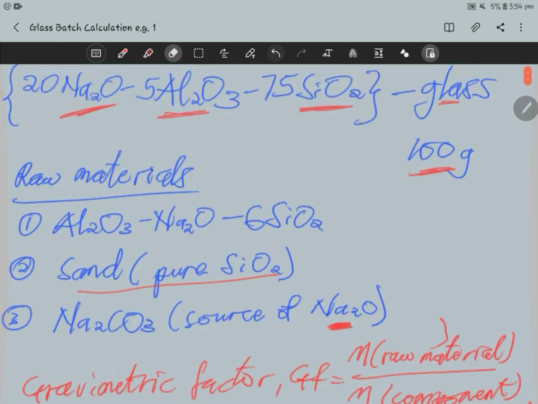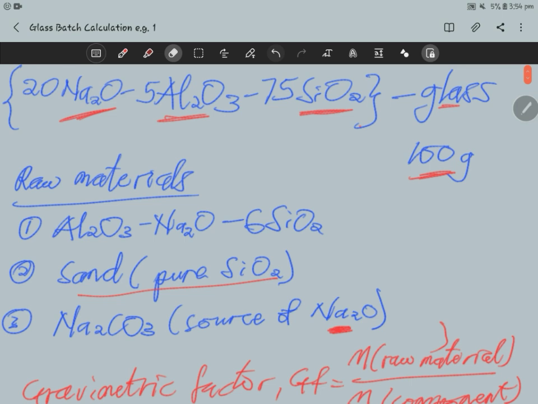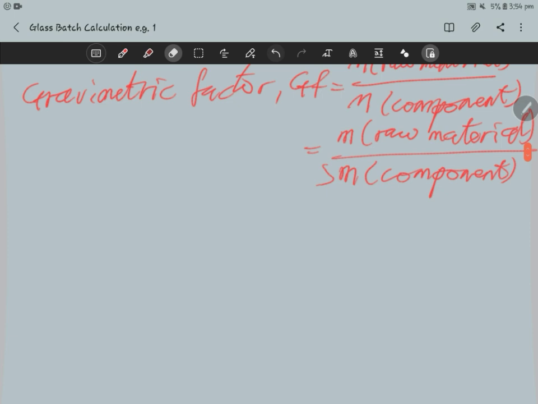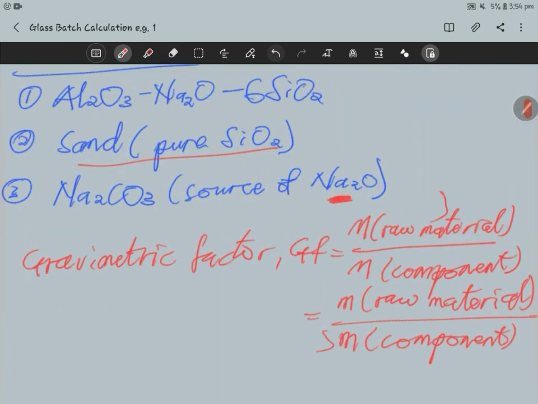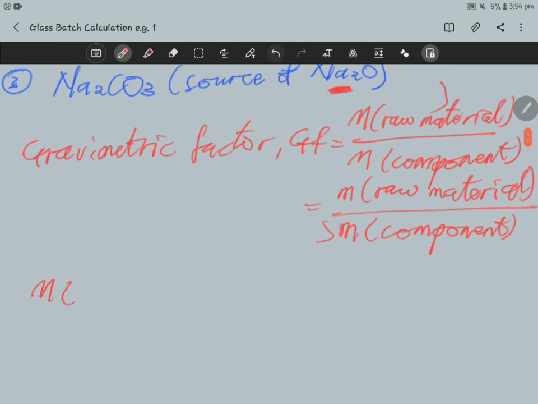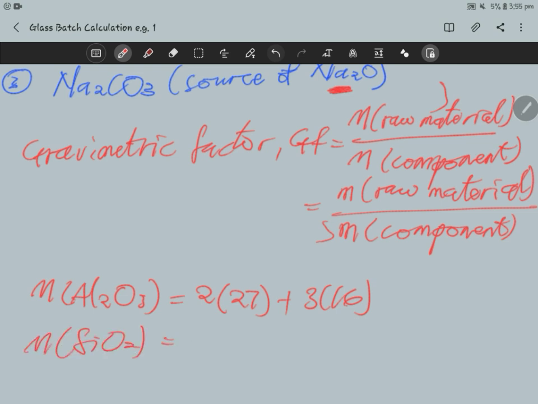So the next question is, for us to be able to find the amount of each and every component that we need, it's very clear that you can get SiO2. Let's try and do the molecular masses, right? That's how we go about it. We know the molecular mass of Al2O3. Let's see: molecular mass of Al2O3 is 2 times 27 plus 3 times 16. Molecular mass of SiO2 gives us 28 plus 2 times 16, right?